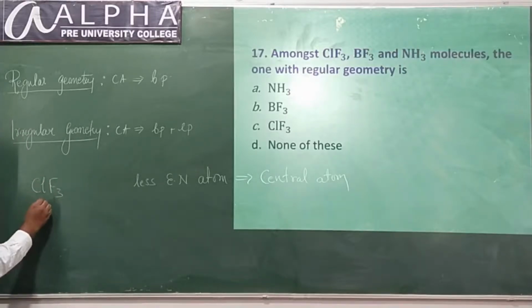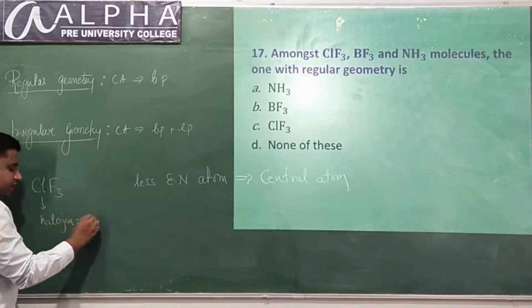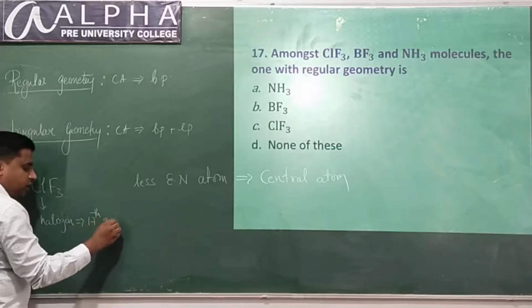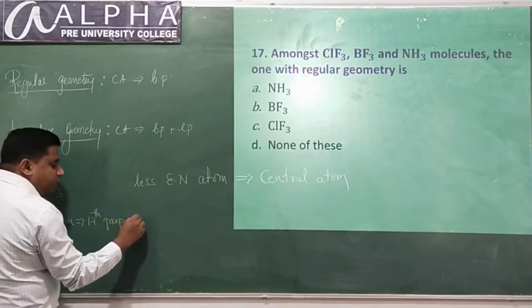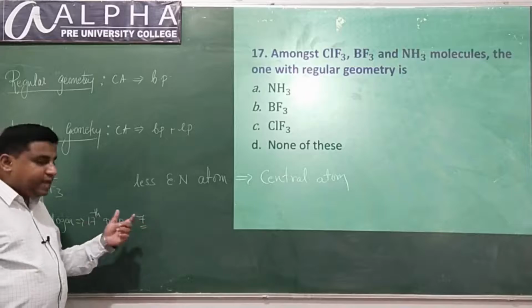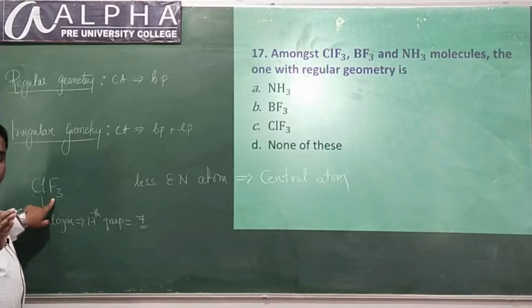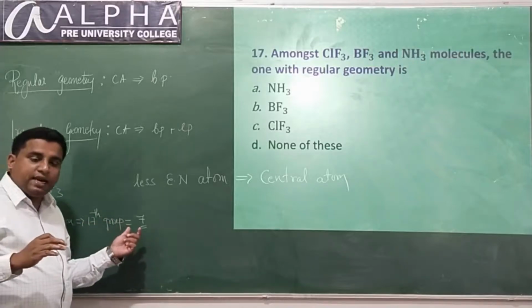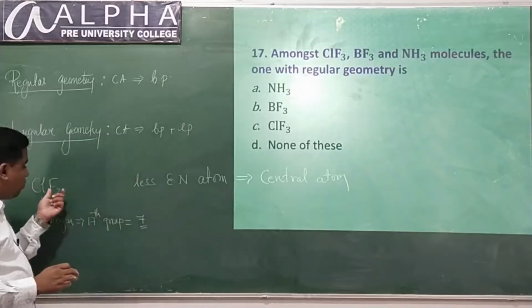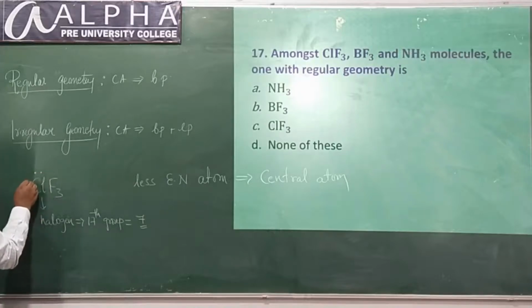Now we know chlorine is a halogen. Halogens belong to the 17th group. Halogen belongs to which group? 17th group. For the 17th group, the number of valence electrons is 7. So chlorine has 7 valence electrons. Out of 7 valence electrons, it has used 3 valence electrons to form bonds with fluorine. That means the 4 remaining electrons will be what? Lone pair of electrons.